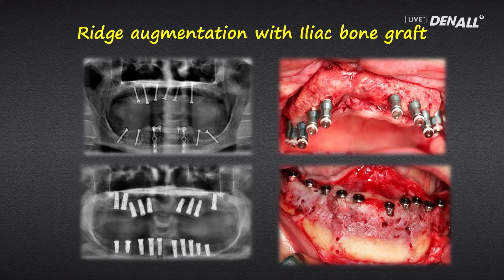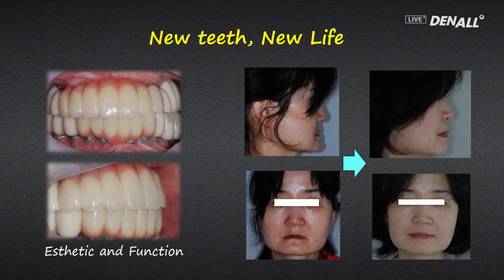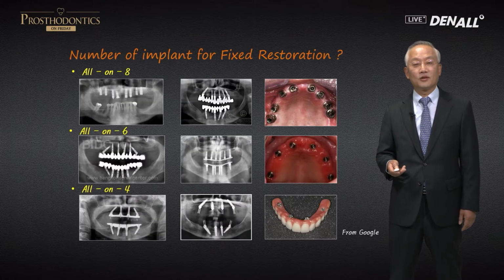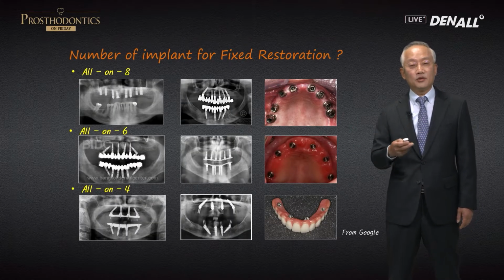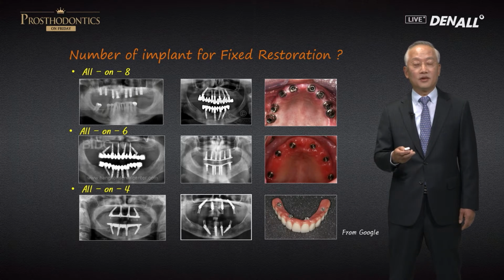Iliac bone was used for bone graft and implants were placed and fixed restoration was provided. The patient was very satisfied. Aesthetically and functionally, she was very satisfied. She said that it's like regaining control of her life. She talked about going to meet her friends and going out to parties. There's a bit more story to it, so I'm going to talk about this later.